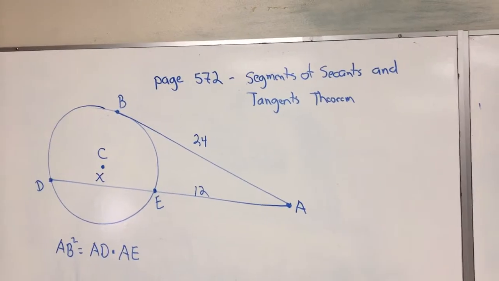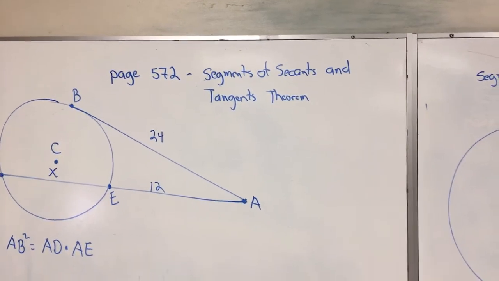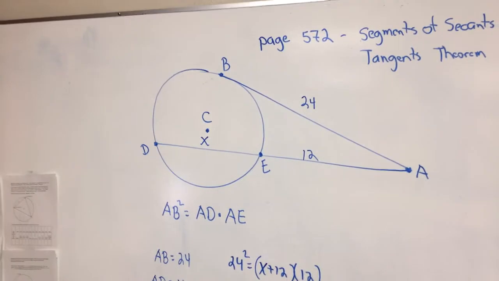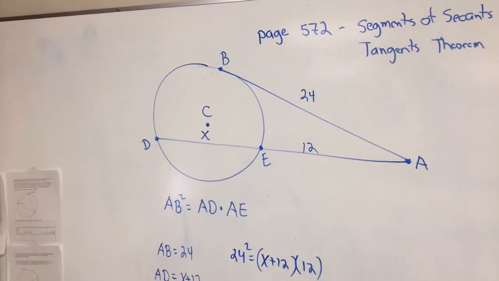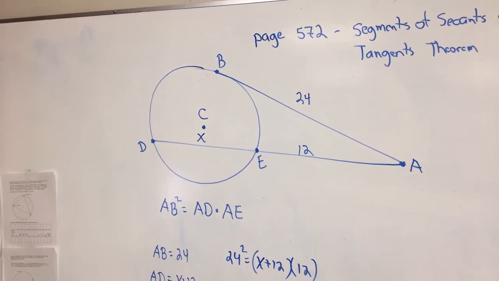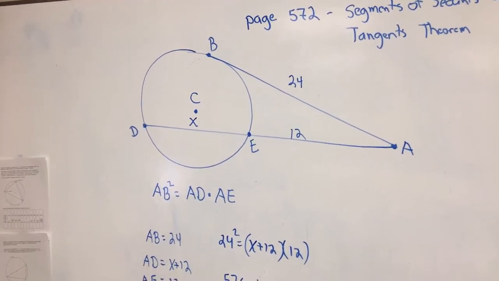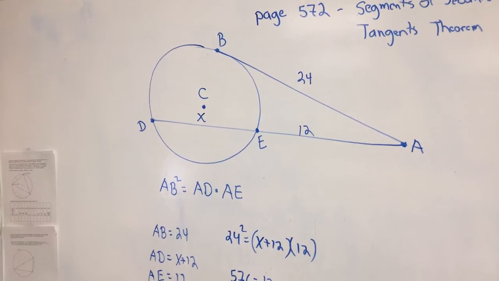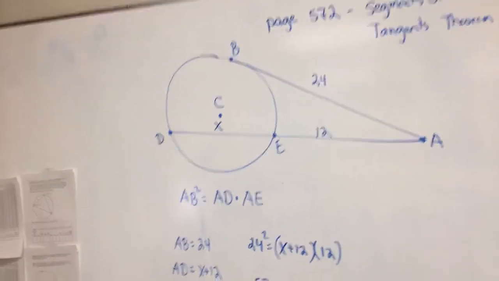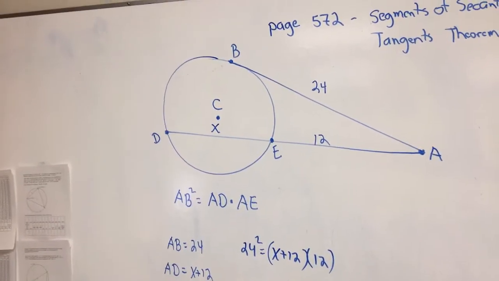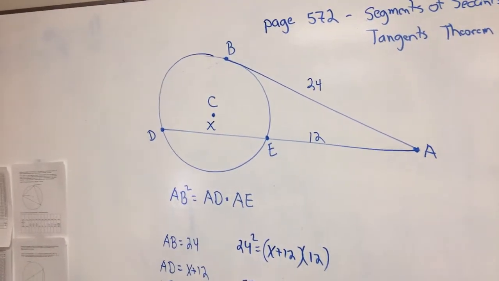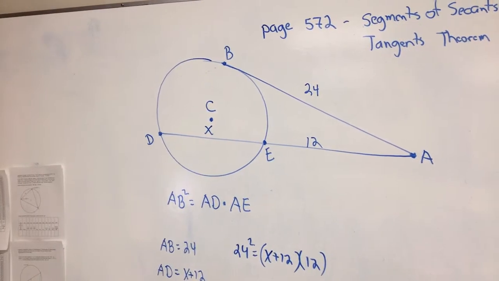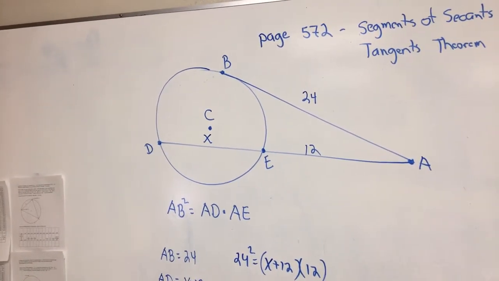If you go to page 572, segments of secants and tangents theorem, it will tell you that given a tangent, that's that AB thing, from an exterior point, and then you've got a secant that whips through there, you get some pieces. Your theorem says that the tangent squared is equal to the whole thing, AD, times the piece on the outside, AE.